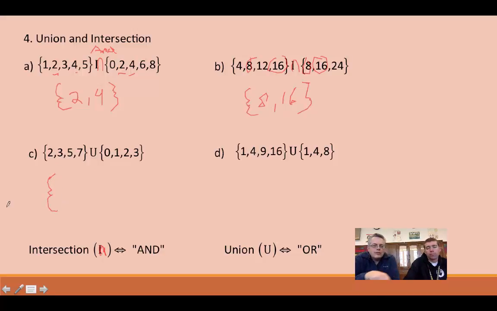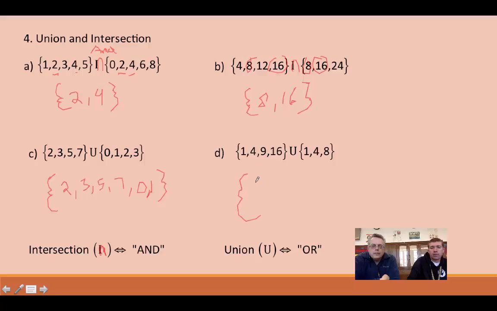What I do is I just write the first set. So I write 2, 3, 5, and 7. And then I copy everything down we don't have already. 0, 1, and that would be it. Yeah, so between that 0 and 1. Right. So that's what you get when you put those together and eliminate the repeats. So that's union. Okay, next one.